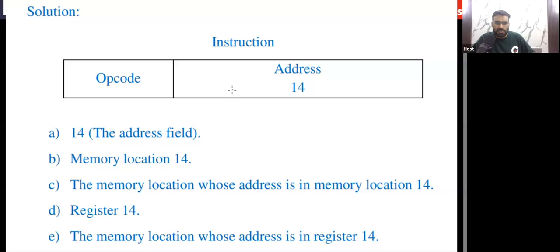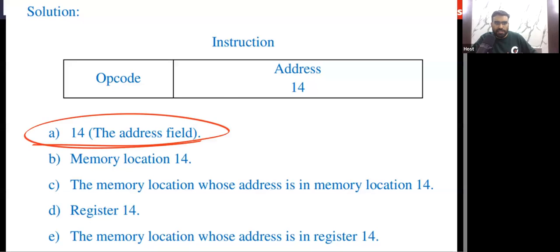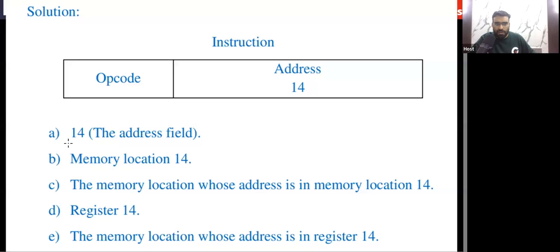So these are the answers you can easily see. In the immediate addressing mode, 14 itself is your operand. Means your operand is the address field. In the direct addressing mode, the memory location 14, that is your effective address. Here you will find the operand. Next, the memory location.